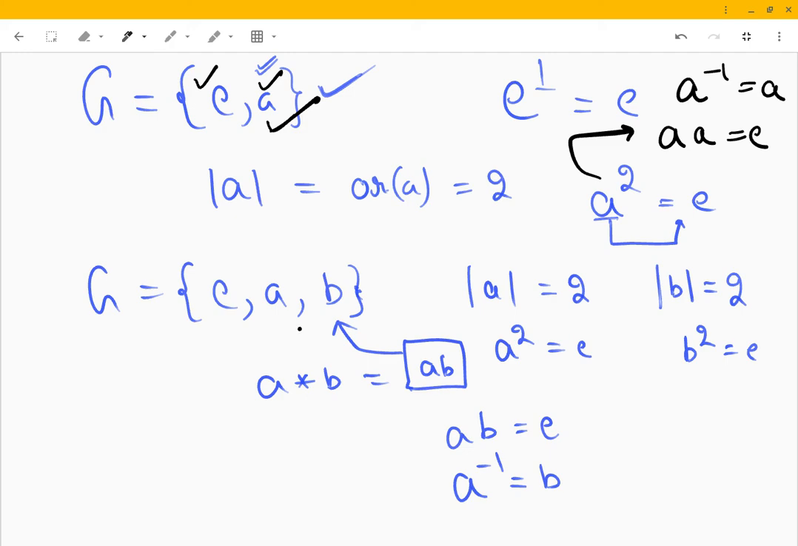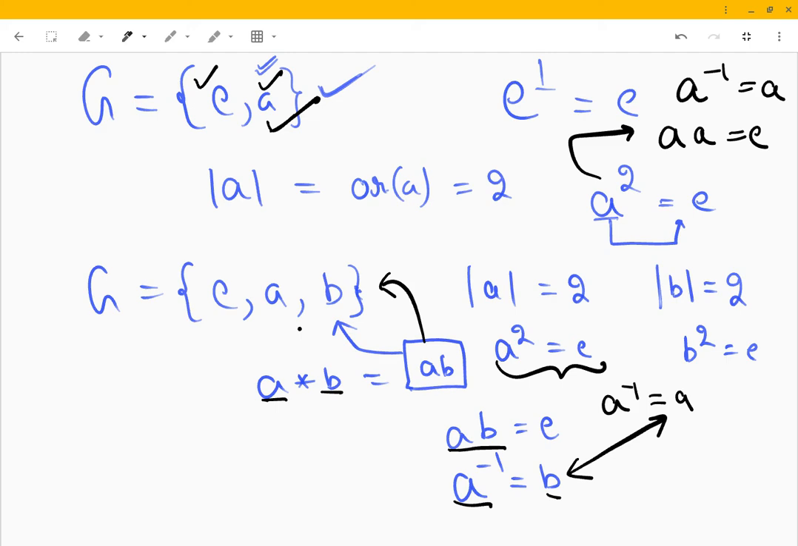But here, if we are saying that AB, like we operated A on B and we did not see AB here, so we said, okay, AB is identity, but that means A inverse is B. But then again, we know that A square is also E. That means A inverse is A, and inverses are unique. No two elements can have the same inverse. So this means that A is equal to B. That means B is not a different element.